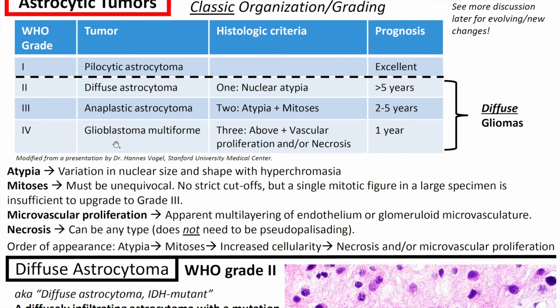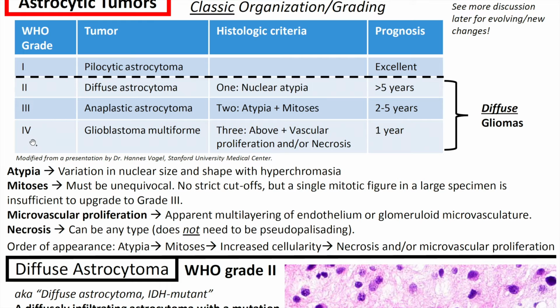And then the diffuse gliomas make up the WHO grade 2 through 4 tumors, of which grade 2 is diffuse astrocytoma, which histologically has nuclear atypia with a prognosis of 5 or more years. WHO grade 3, anaplastic astrocytoma, is going to have 2 criteria, so it's going to have atypia and mitoses. The prognosis is 2 to 5 years. And then WHO grade 4 is going to be our GBM, which is going to have atypia and mitoses plus vascular proliferation and/or necrosis, and the prognosis is not as good at 1 year.